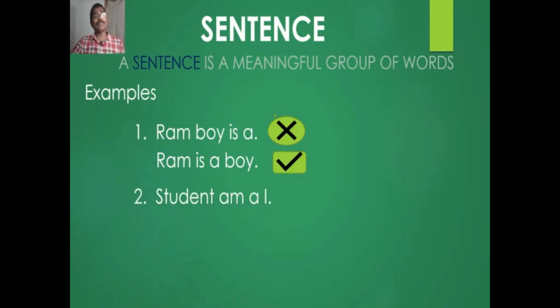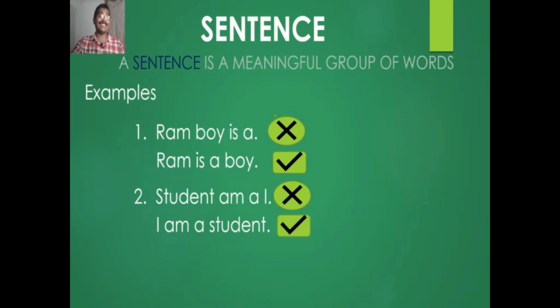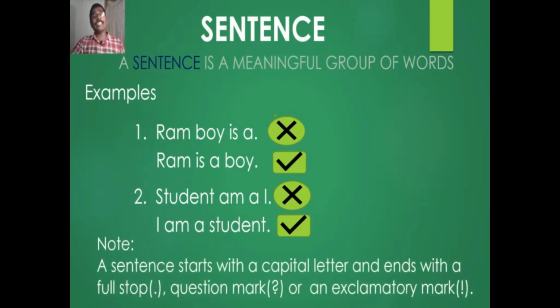Let us see another example. "Student am a I." Can we call it a sentence? See, it is not at all a sentence since the words are not meaningful. To make it meaningful, we have to rearrange them as "I am a student." This is called a sentence. Then, when we write a sentence, what are the important things? Regarding punctuation marks, there is an important note. A sentence starts with a capital letter and ends with a full stop, question mark, or an exclamation mark.